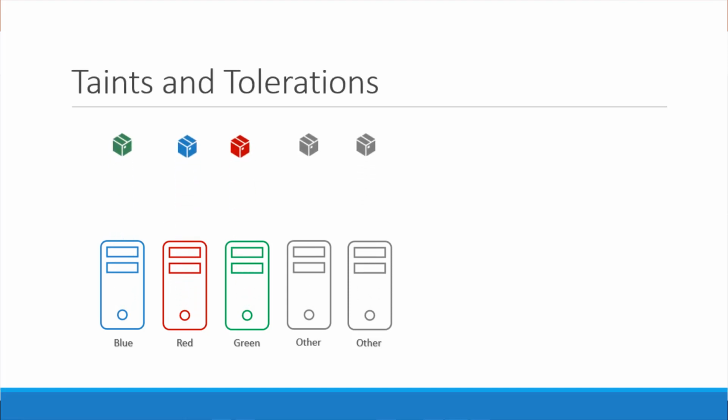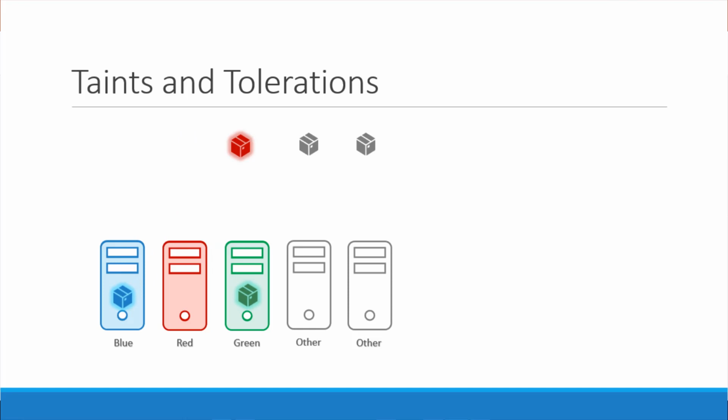Let us first try to solve this problem using taints and tolerations. We apply a taint to the nodes, marking them with their colors: blue, red, and green. And we then set a toleration on the pods to tolerate the respective colors. When the pods are now created, the nodes ensure they only accept the pods with the right toleration. So the green pod ends up on the green node and the blue pod ends up on the blue node.